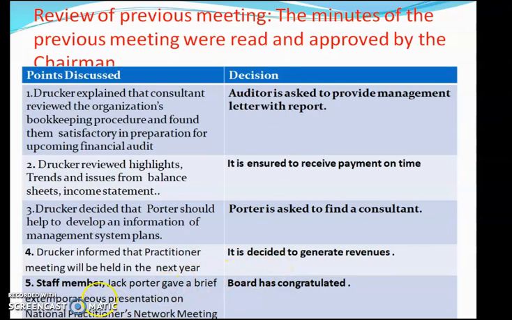And the fifth agenda plan is staff member Jack Porter gave a brief extemporaneous presentation on National Practitioner Network meeting which was done at Atlanta. The board congratulated Jack Porter. This is how you are supposed to write the points discussed in the meeting and the decision taken.